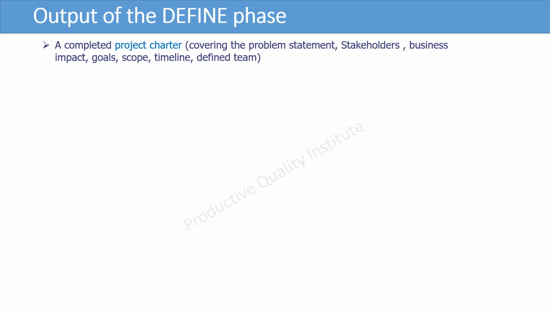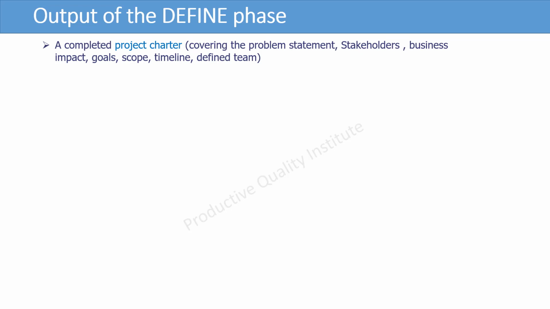Outputs of the Define phase. First, and most important, output is the completed project charter, which will cover the problem statement, stakeholders' business impact, goals, scope, timeline, and define the team.